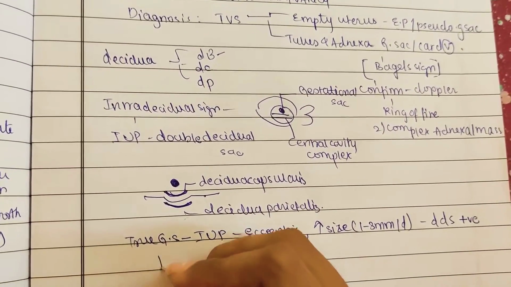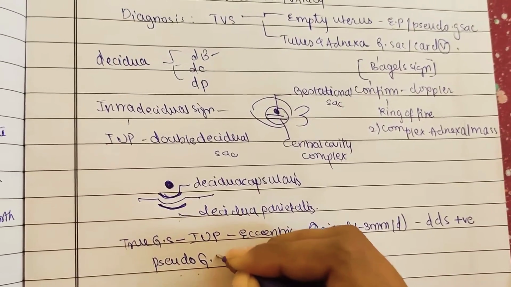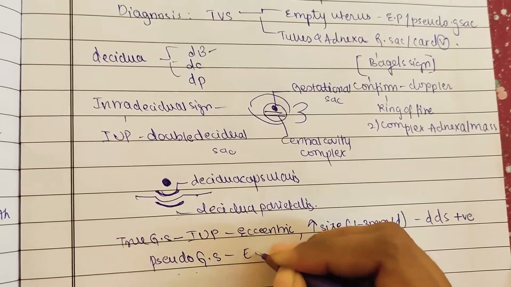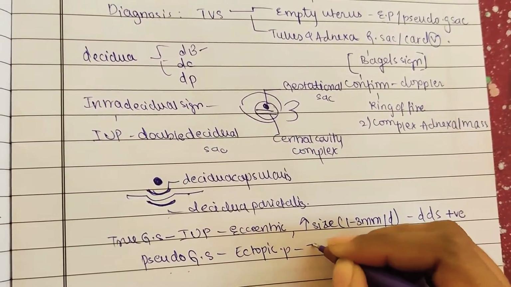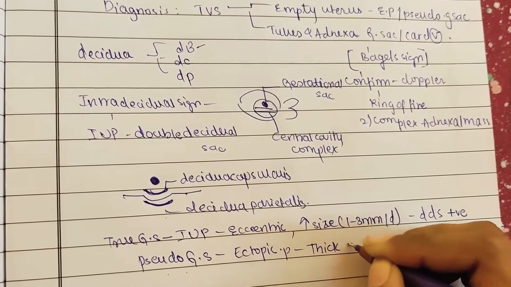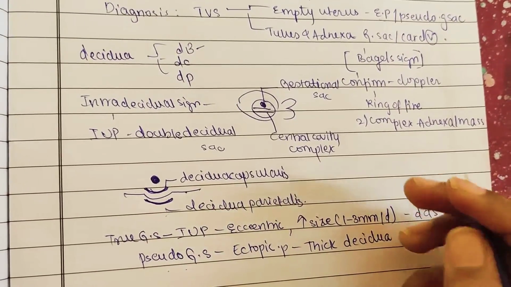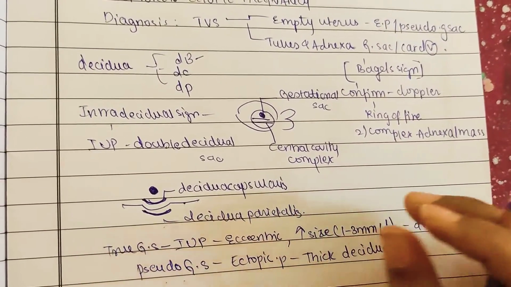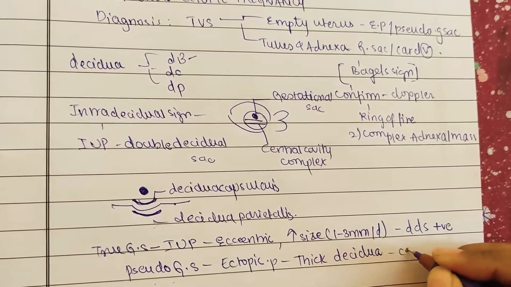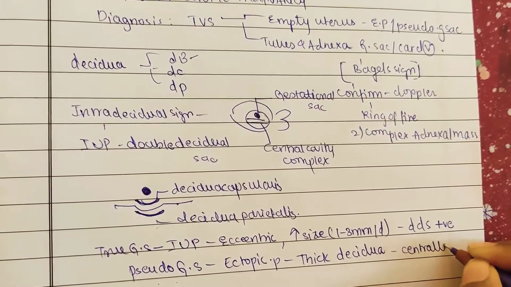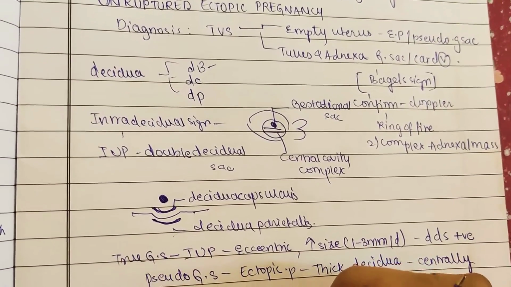Now coming to pseudo gestational sac. Pseudo gestational sac is seen especially in ectopic pregnancy where there is a thick decidua. As there is a thick decidua, it will appear as if it's a gestational sac, but it is not a true gestational sac, and it is centrally located. Normally, a true gestational sac will be eccentric, but here it is central, so you can rule it out easily.